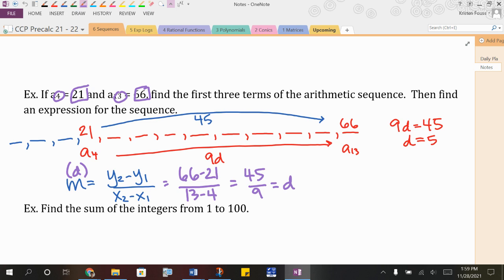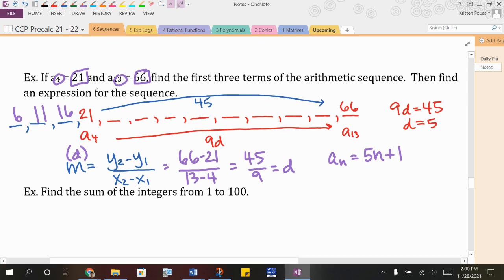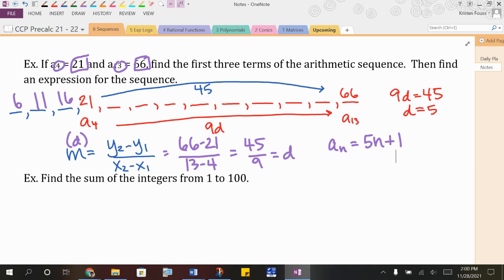That means if term 4 was 21, I can go backwards 5 and get 16, 11, and 6. And then I can write my expression. So a_n equals D, which is 5, 5n. Now I do need to know what a_0 is. So if I'm at 6 and I go back one more term, then I've got a 1. So the expression for this sequence would be 5n plus 1, where D is 5. The first three terms were 6, 11, and 16. Okay, so anyway, that's how we can use that idea of being linear here to solve some arithmetic sequences.